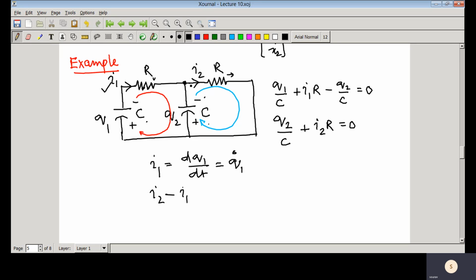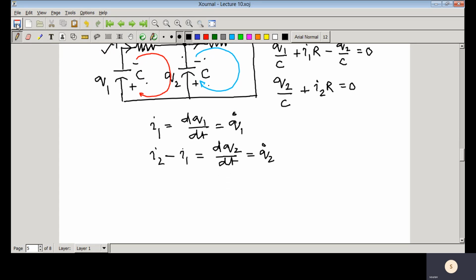Another thing is that I2 minus I1. If you just look at this particular node, here this is I2 and this is I1, and there will be some current here, that is equal to dq2 by dt equal to q2 dot. So then you can write from here, that is I2 equal to I1 plus q2 dot. So I1 equal to q1 dot, that means if you replace it here, you will get q1 dot plus q2 dot. So those relationships we can have from this particular circuit.